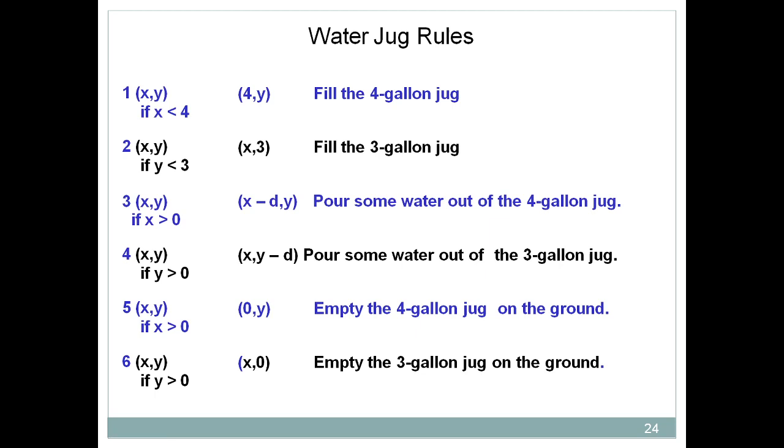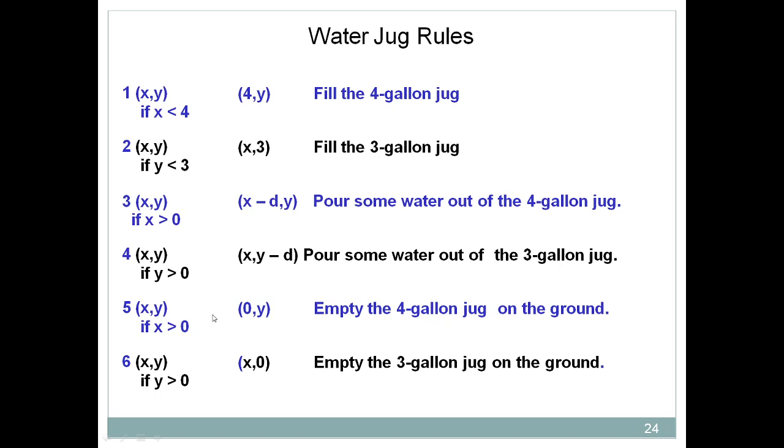So here what is the final state? 0 comma y. 0 comma y means what? Because I have thrown all the water, the value of x is 0. In the earlier case it was x minus d, because I didn't know how much water I had thrown. But here it is known that you have thrown all the water, so the final value of x is 0, but the value of y remains as it is. So empty the 4-gallon jug on the ground. In this rule I have thrown all the water from the 4-gallon jug.